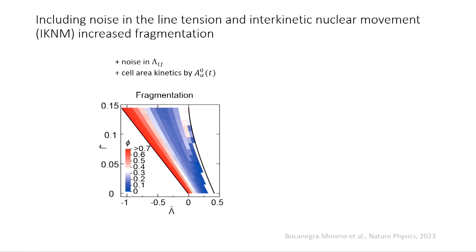So again, getting back to this, introducing noise, that was one thing. So making noise in the line tension, making the cell rearrangements easier for the cells by decreasing the barrier that they need to overcome in order to change their neighbors through so-called T1 transitions.